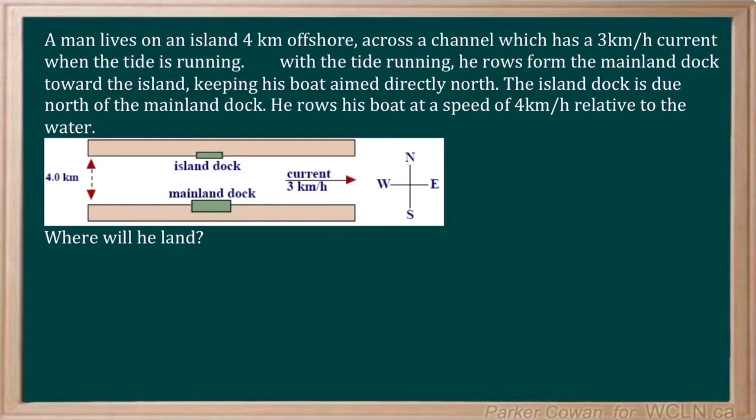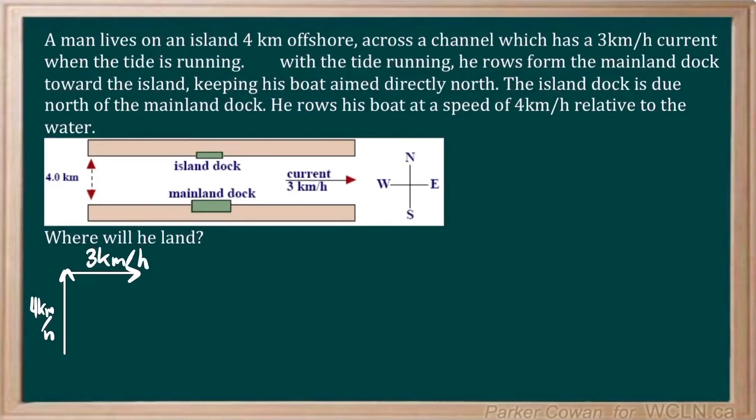Where will he land? Alright, so essentially with this question, all we're really going to be using is a bit of trigonometry. And we can relate his speed going north and east, which is given to us, to the distance using similar triangles. So let's just write out the vector here. As we can see, he's going to be going 4 km/h north. And then the current is going to be taking him 3 km/h east.